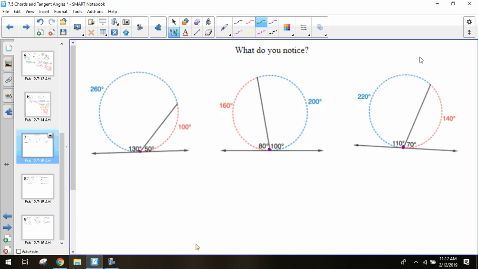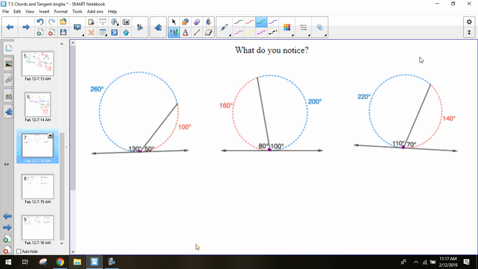There's one other thing. What do you notice about the arc measures? Your two arcs together equal 360. The two arcs will always equal the full circle because you only have 2 points of intersection on that circle. So together, both of these will always equal 360, and your two angles will always equal 180.